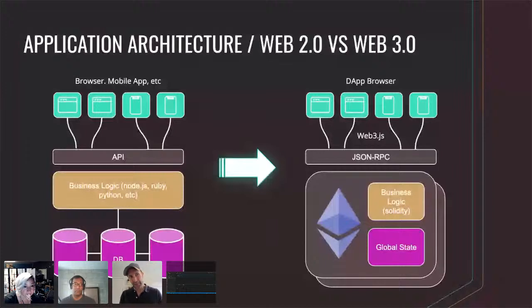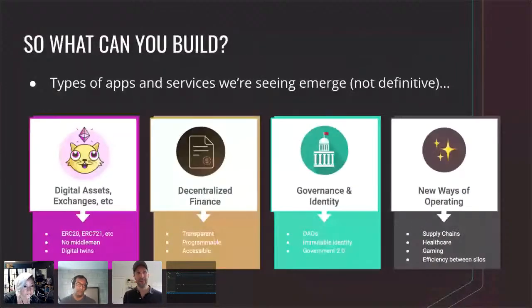So the last theory paradigm slide here is: what can you build with all this stuff? We just listed a few types of apps and services that we're seeing emerge, or have emerged, in the last few years. This isn't a brand new space anymore, although it's still relatively young. And this isn't meant to be a definitive list of everything that's going on.